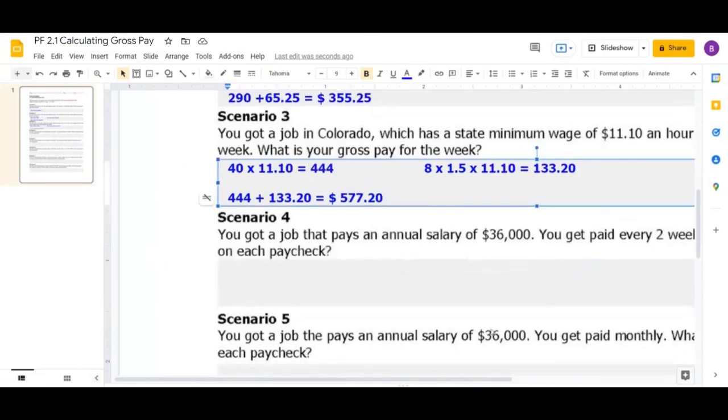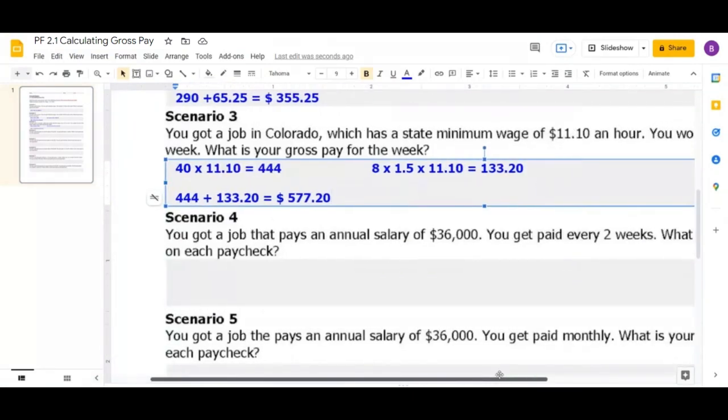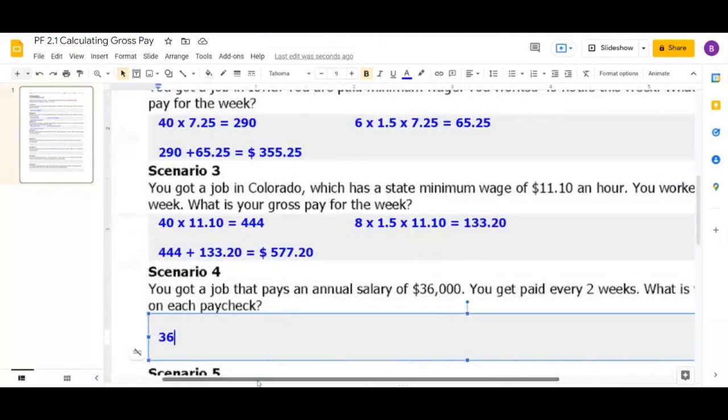All right, number 4, you get a job that pays an annual salary of $36,000. You get paid every 2 weeks. What's your gross pay on this paycheck? So we're going to take the salary, $36,000, and divide it by the number of payments that we're going to receive, right? So that we know how many earning periods there are. If I get paid every 2 weeks and there are 52 weeks in a year, that means that I'm going to receive 26 different paychecks, or there are 26 different pay periods. All right, so I'm going to take that 36,000, divide it by the 26 pay periods, and that comes out to be 1384.62.